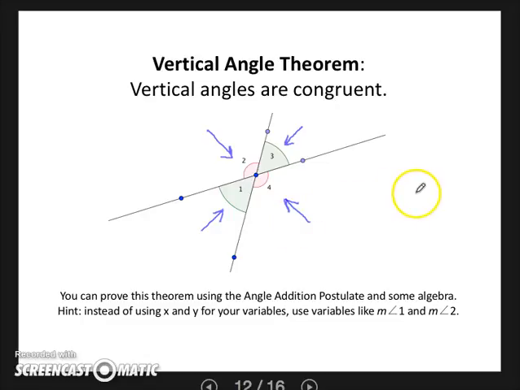You can actually prove this theorem using the angle addition postulate and some algebra. If you want to try that, you can check this section in your textbook for some hints. And another hint for you is to use variables like the measure of angle 1 and the measure of angle 2.